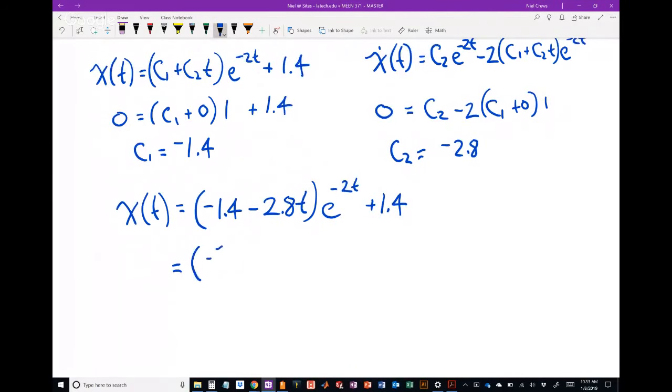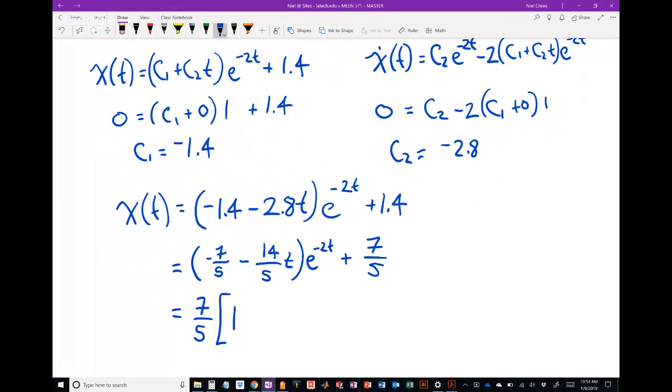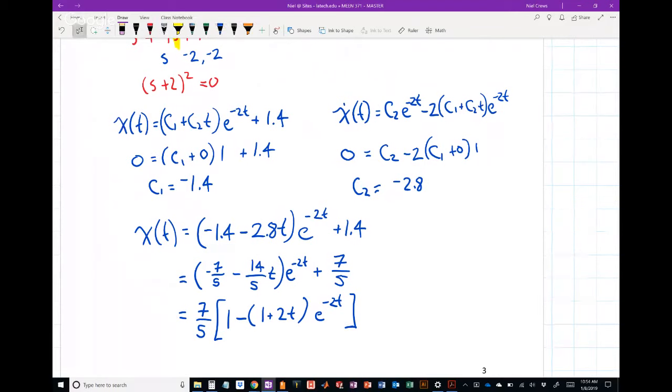Okay, there's a number of ways that you could have represented it. It would also be negative 7/5 minus 14/5 t, like that, e to the negative 2t plus 7/5. You could have also factored things out: 7/5 times (1 minus (1 plus 2t) e to the negative 2t), like that. That would have been another way that you could have done it. Okay.